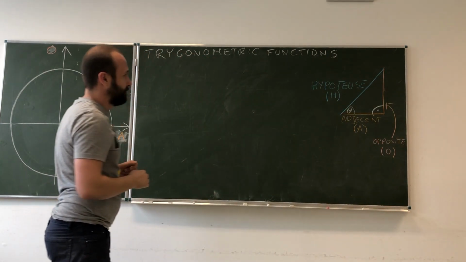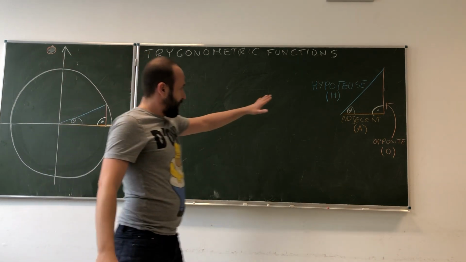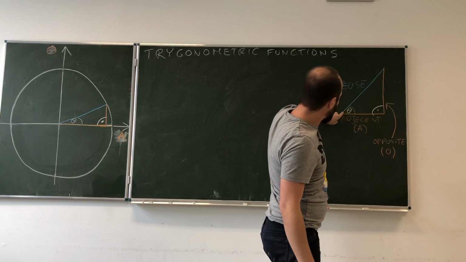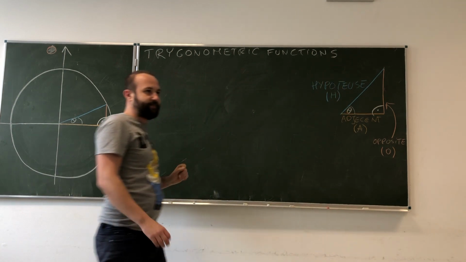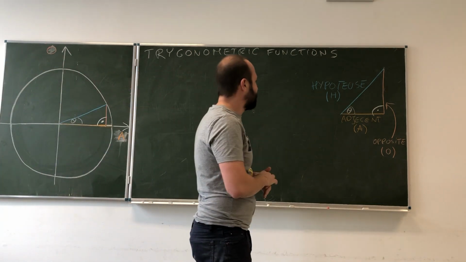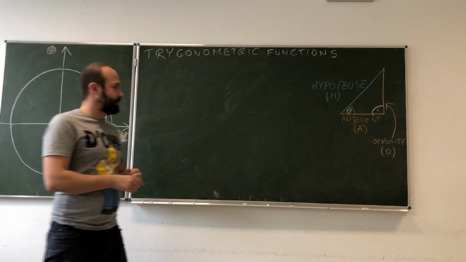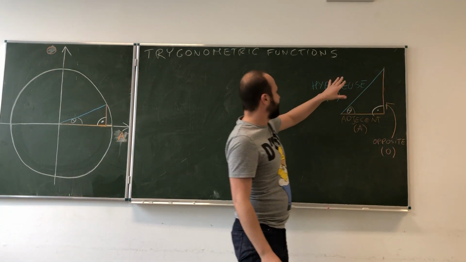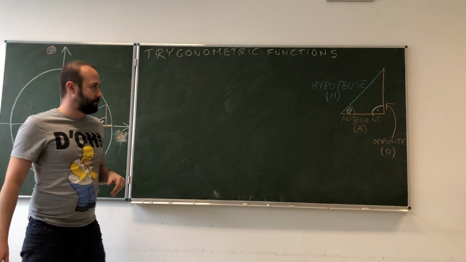90 degrees angle. Now, what is important for us is the angle over here denoted as theta. Theta is just a Greek letter. Get used to it, you will hear more of them over the course. Now, let's first name all the sides in the right triangle.